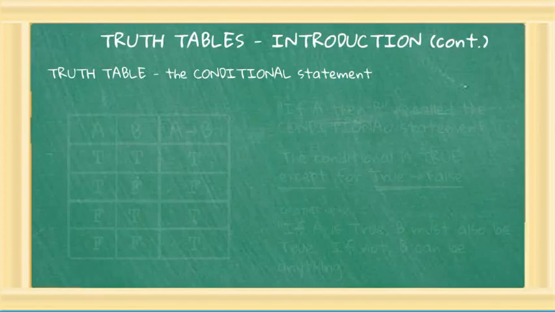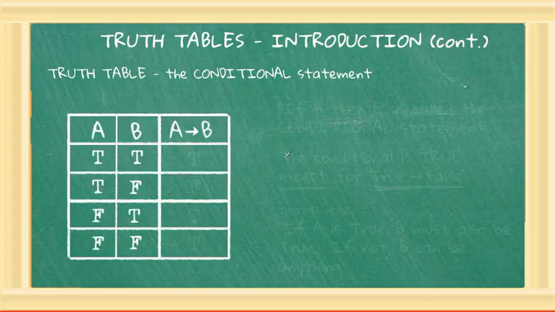All right, continuing with our introduction to truth tables, we've talked about the AND statement, we've talked about an OR statement, where one or the other would have to be true, etc. Now let's talk about a third type called the conditional statement. Okay, so the conditional means if A is true, then B must be true.